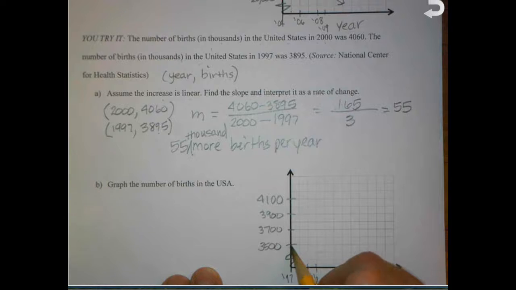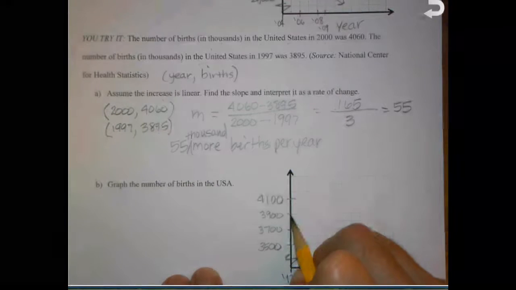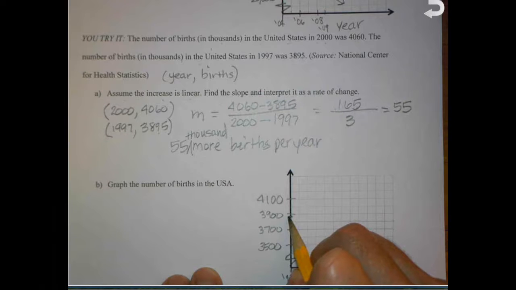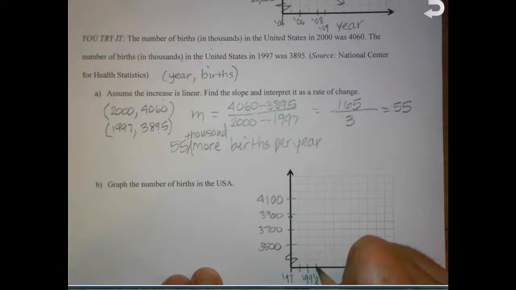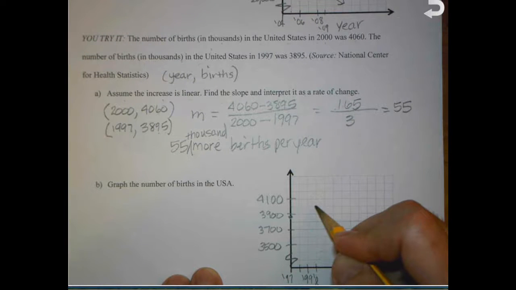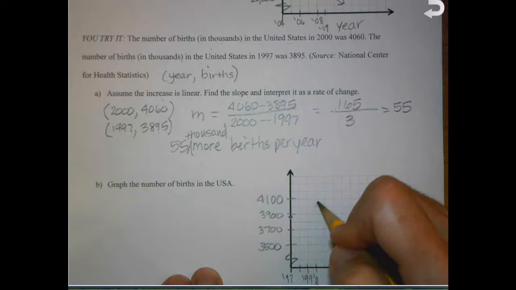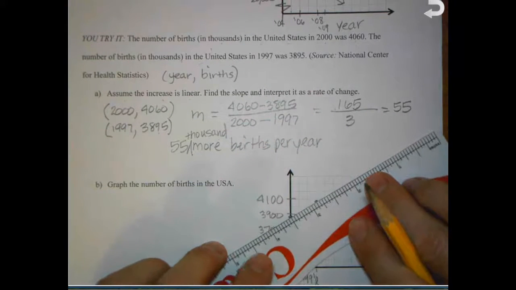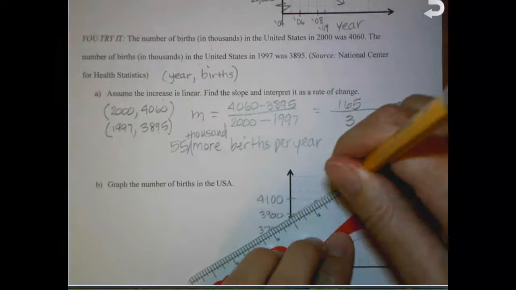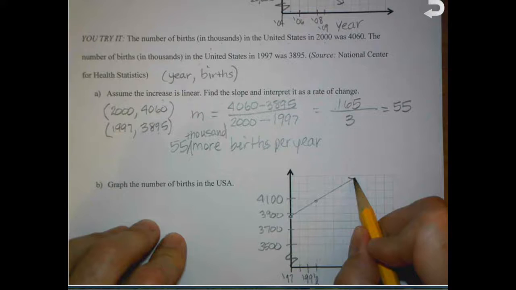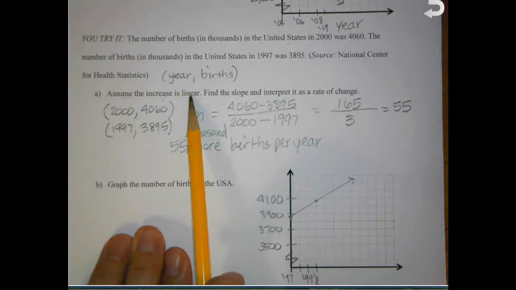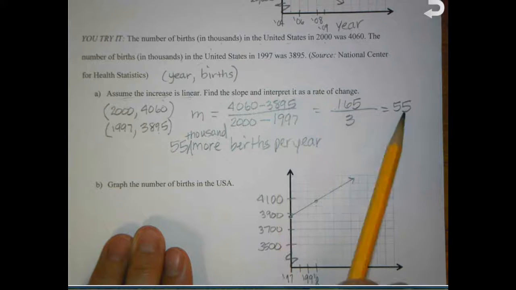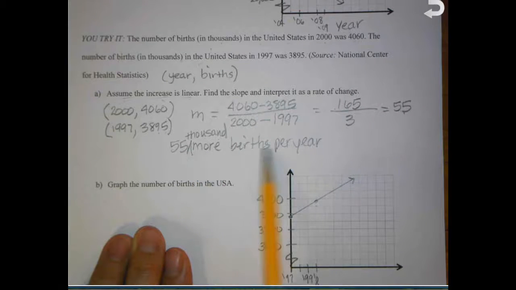we had 3,895, so almost 3,900. And in 2000, we had 4,060, so there's 4,000. And 60 is about 2/3 of the way. And you can see that our numbers are going up. And again, we said assume the increase is linear. So we found our slope and then talked about 55,000 more births per year.